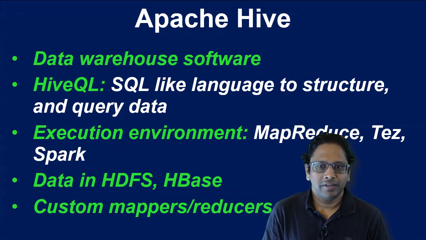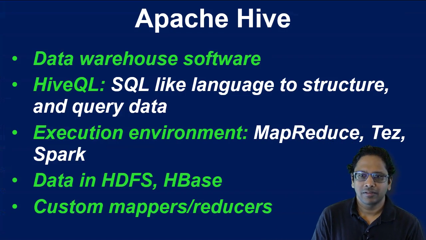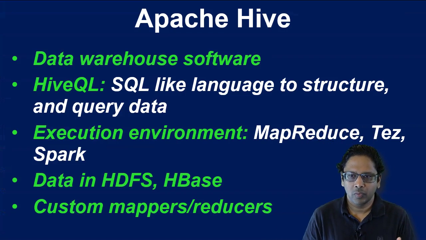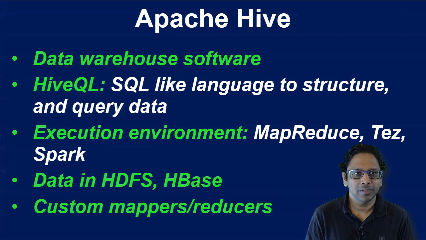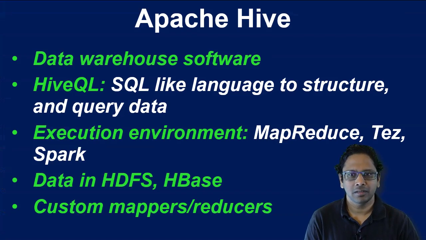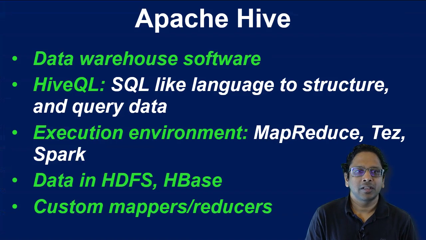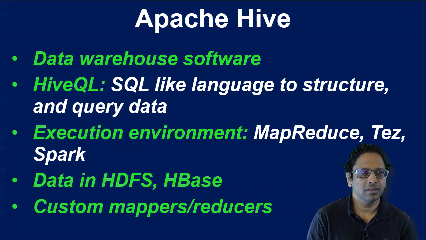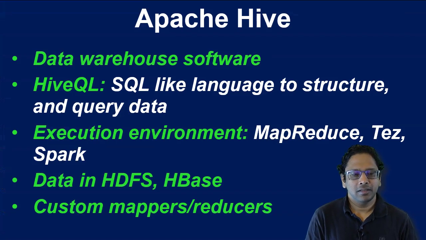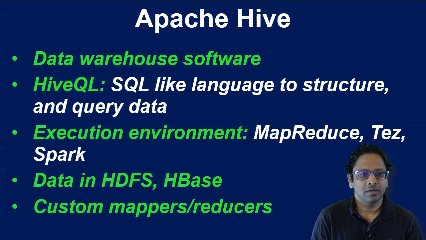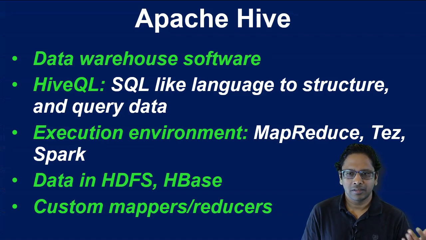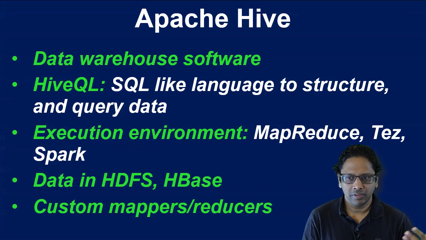So what's Apache Hive? It's essentially a data warehousing software. So it lets you structure and query data using an SQL-like language. So you could have the data in HDFS or HBase, but basically this sits on top of it and lets you do the querying. The execution environment can be like MapReduce in Yarn or Tez or Spark. Lots of options on the back end essentially. And just like we saw in Pig, you can essentially use or write custom map and reduce functions if you need to.